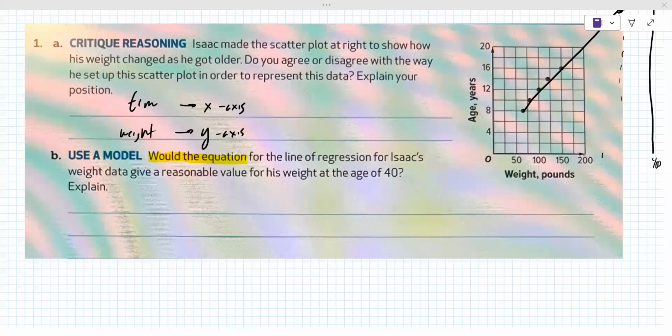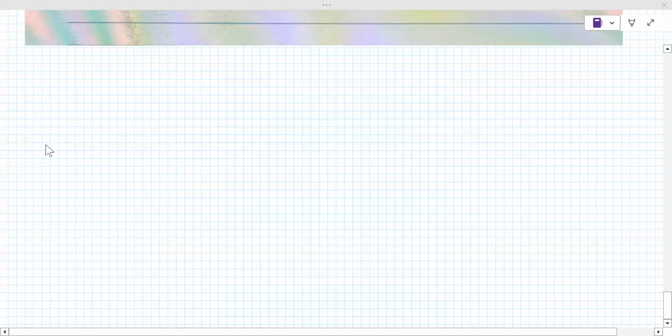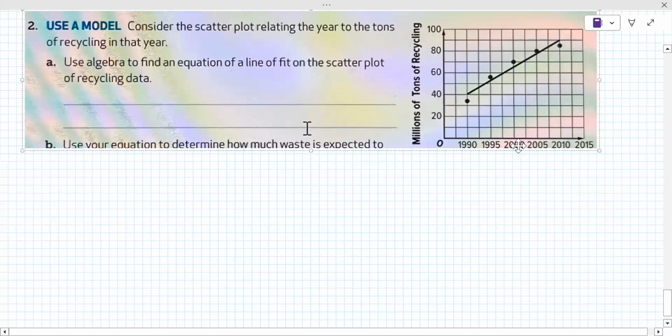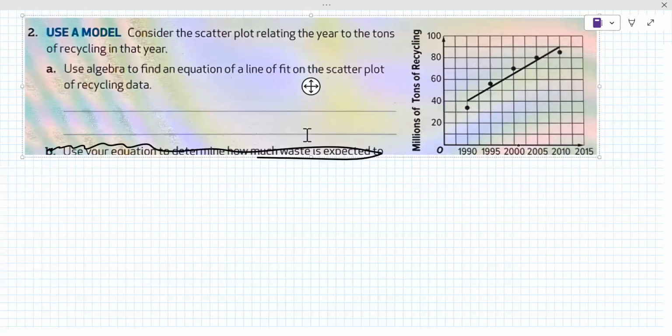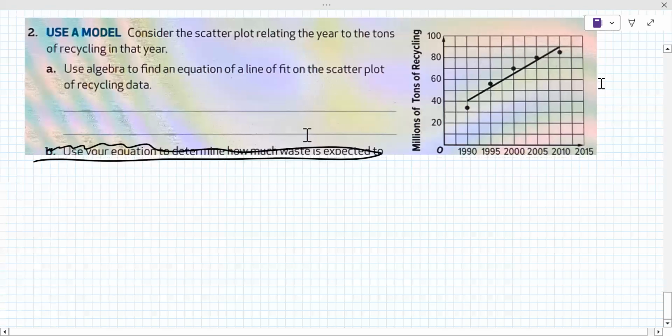Got it. All right. Question 2 here, 2A. We'll get to B; B is kind of based on A. It says, consider the scatter plot relating the year to the tons of recycling in that year. So we start here in 1990 and go to 2010-ish. You can see that the tons of recycling has gone up. That's a good thing. Maybe we weren't recycling enough and now more people are, which is good.